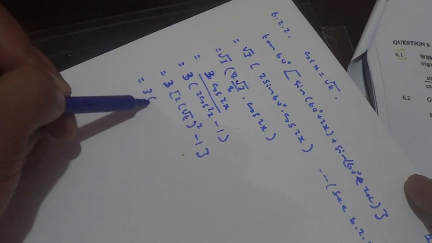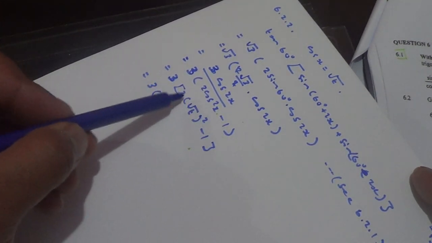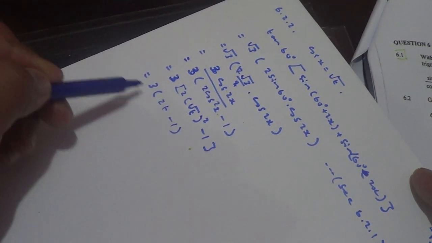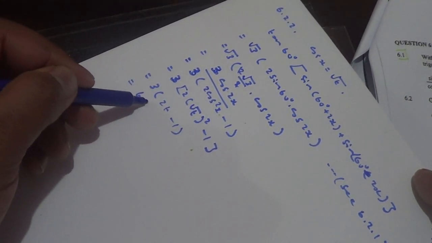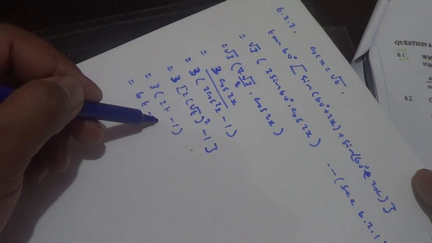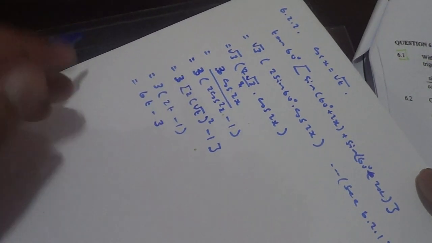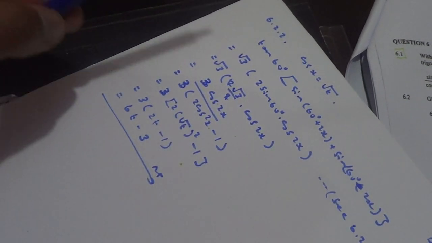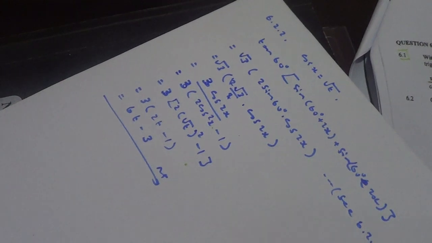So we have 3 into, now let's deal with this. Root t squared is just t, so this is 2t minus 1, which is going to be 6t minus 3. I think that is the answer here. Let's just check, because I think I made a few errors now.